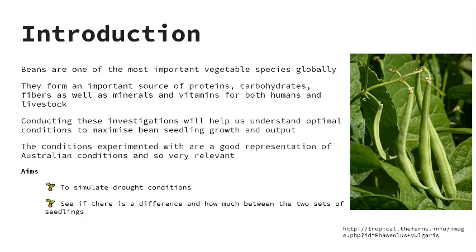The aim of this experiment was to investigate the impact that drought can have on the common bean plant. This experiment was designed to represent Australian conditions, making the results relevant to the Australian agricultural industry.